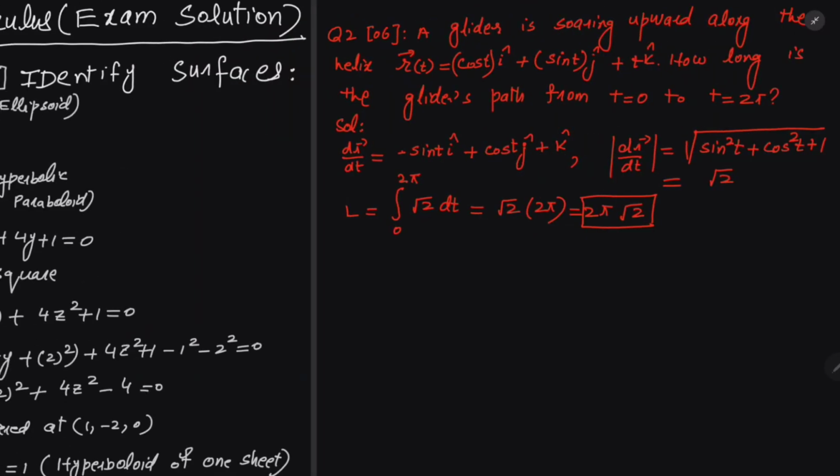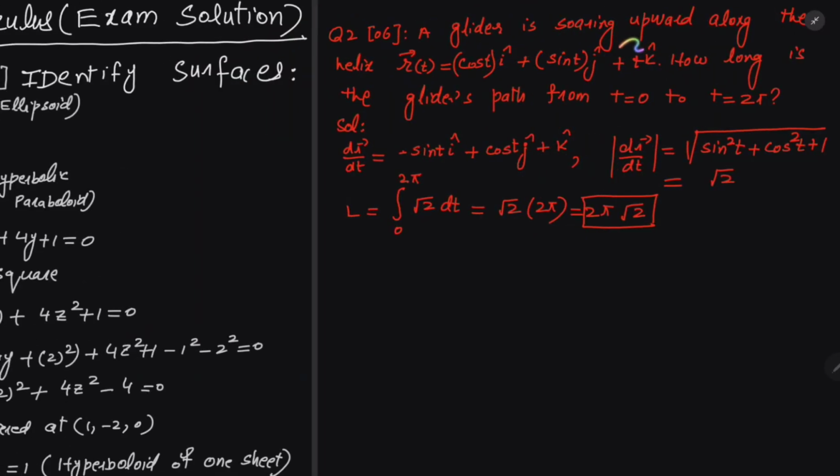The second question was: a glider is soaring upward along the helix. This is the equation of a helix. How long is the glider's path from t = 0 to t = 2π? How long means it is the distance between 0 and 2π.